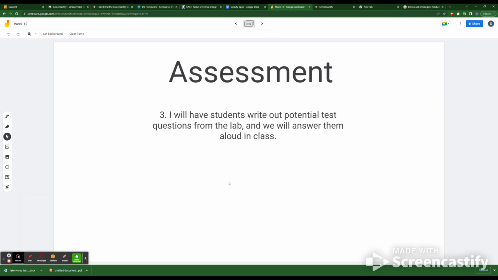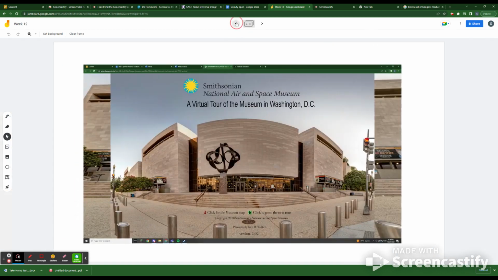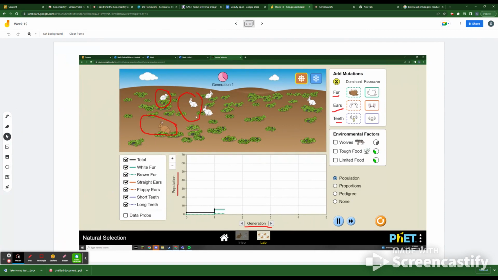So I'll have my students write out potential test questions from the lab and they'll answer them aloud in class. I feel like this is a great test prep exercise. What they'll do is write out any questions that they feel they could answer in a test. Like for the lab about natural selection, if they truly understood it, they could say, why are these rabbits developing different mutations? That could be a test question, like why do animals have mutations? And that would be survival. And they would have to brainstorm that aloud and think together.